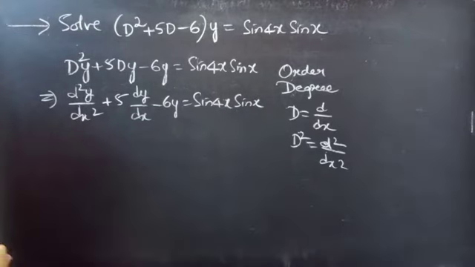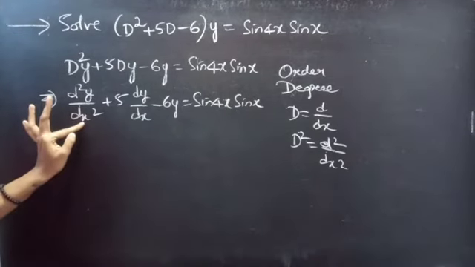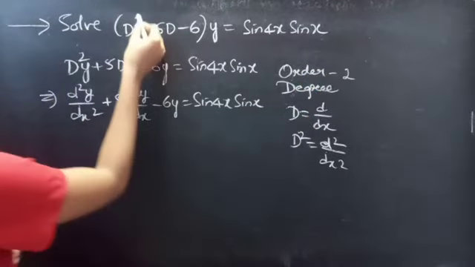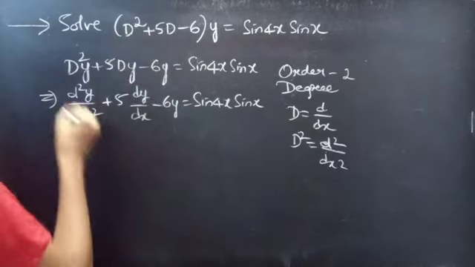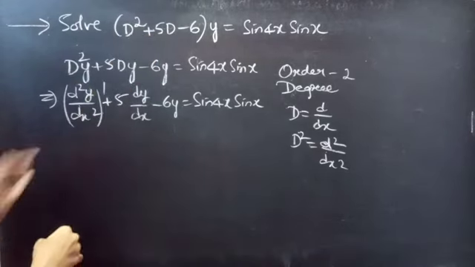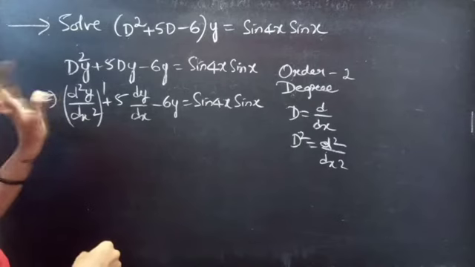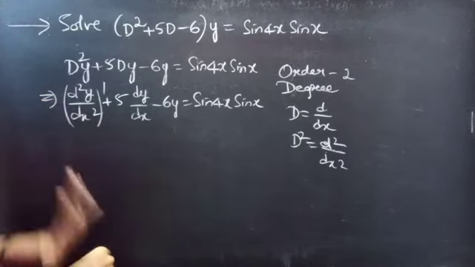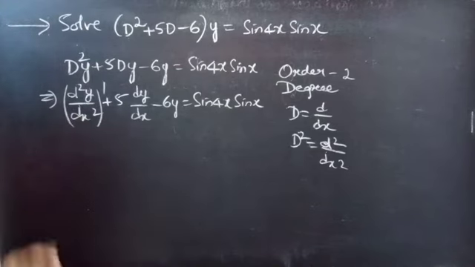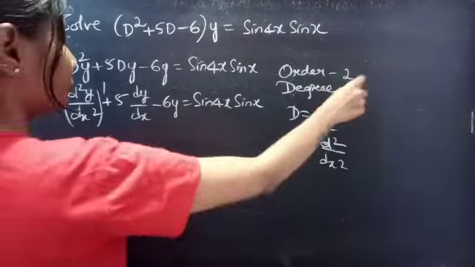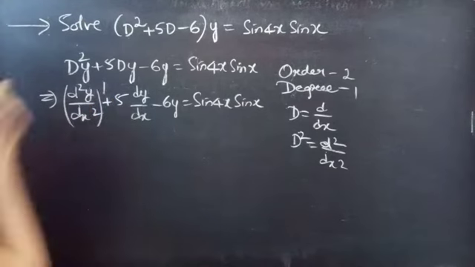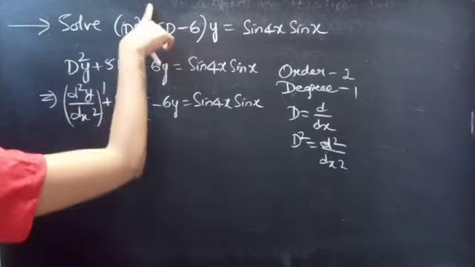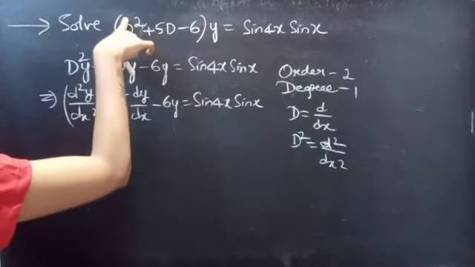Now identify the highest derivative. Here d square y by dx square is the highest derivative, so our order will be 2, right? And the highest power of the highest derivative: we don't have any other d square y by dx square which is having a higher power, right? So our degree will be 1. Power of the highest derivative is our degree, right?